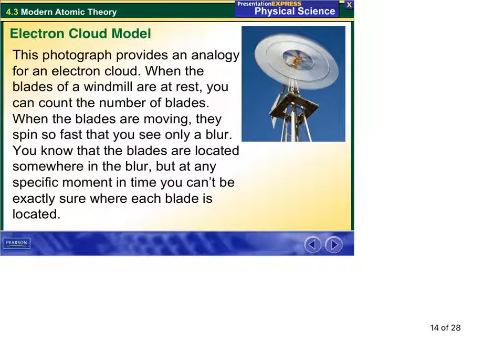The fan windmill here is a good analogy for an electron cloud. When you see it moving here, you know there's blades in there, but you don't know exactly where they are at any particular time. When it's at rest, you can count the number of blades, but when they're moving, you see a blur. You know the blades are located somewhere in there, but at any specific moment, you can't be exactly sure where the blades are.